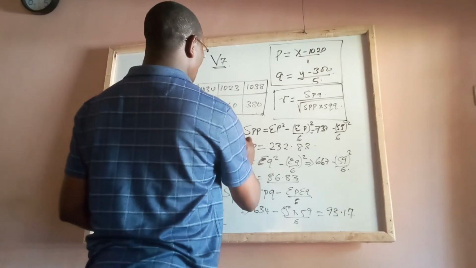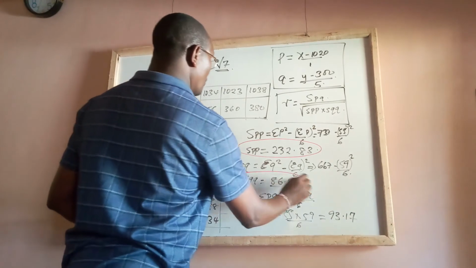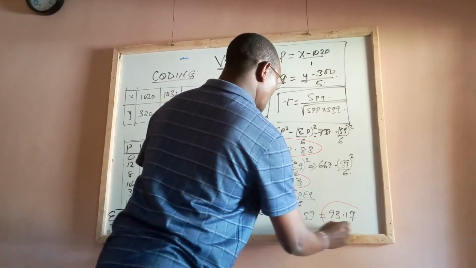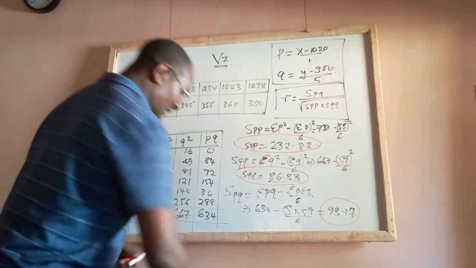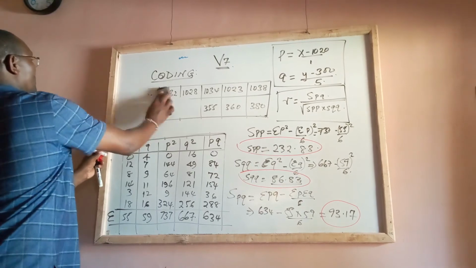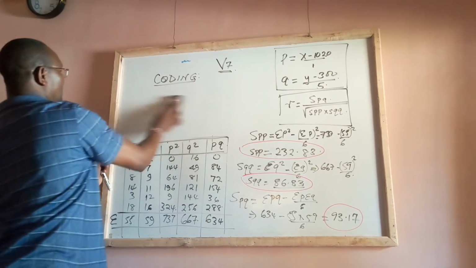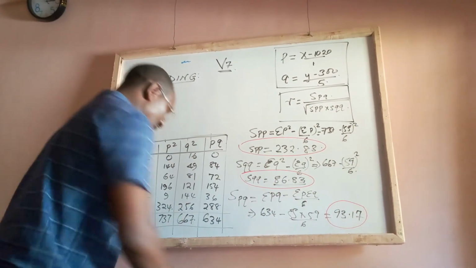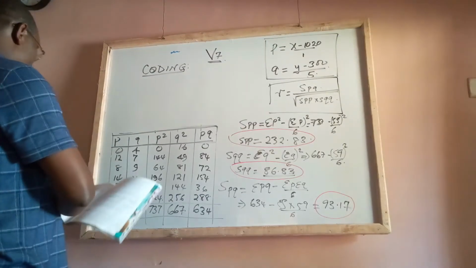We have now collected our details, or rather what we need to calculate all this. We have SPP, which is that. We have SQQ, which is that. And we have SPQ, which is that. Substituting that, now we can do away with this table. We no longer need it. We have the values we needed. All we need to do is now to substitute all these values in the formula for R.